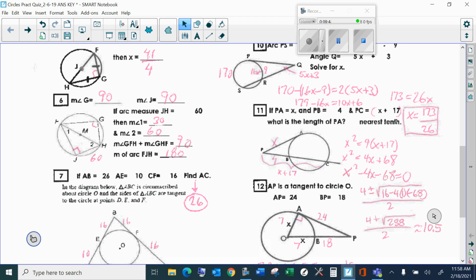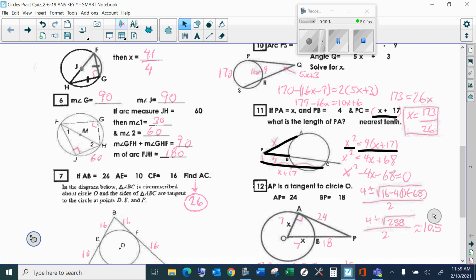All right, number 11 now. Again, we have a tangent. Remember, we always square tangents, so that's why it's x squared. And then for all secants, it's the outside times the whole. So notice they gave me the outside, PB is 4, and they gave me PC, the whole length of being x plus 17. So they gave me the outside and the whole, both right there. So I just multiply those two together.